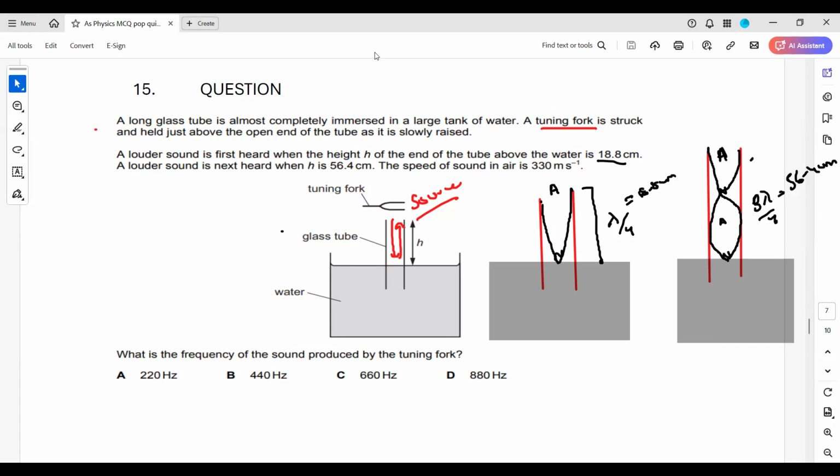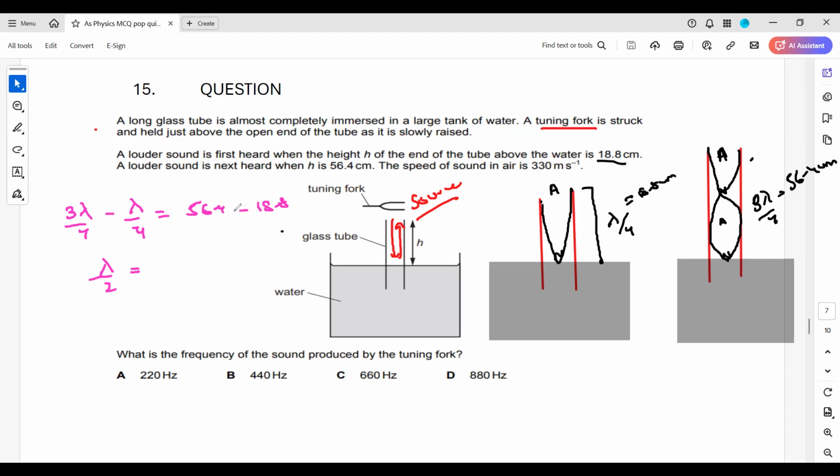Look, this is the wavelength of the first wave, and this is the wavelength of the second wave. The wavelength of a pattern is different, but we need the wavelength of the source. So whenever we need the wavelength or the frequency of the source, we simply subtract the two patterns, because the difference of the two patterns will give us the wavelength of the source. So I have 3 lambda by 4 minus lambda by 4, and in terms of the distance, 56.4 centimeter minus 18.8. When I solve this, it equals 2 lambda by 4, or lambda by 2.